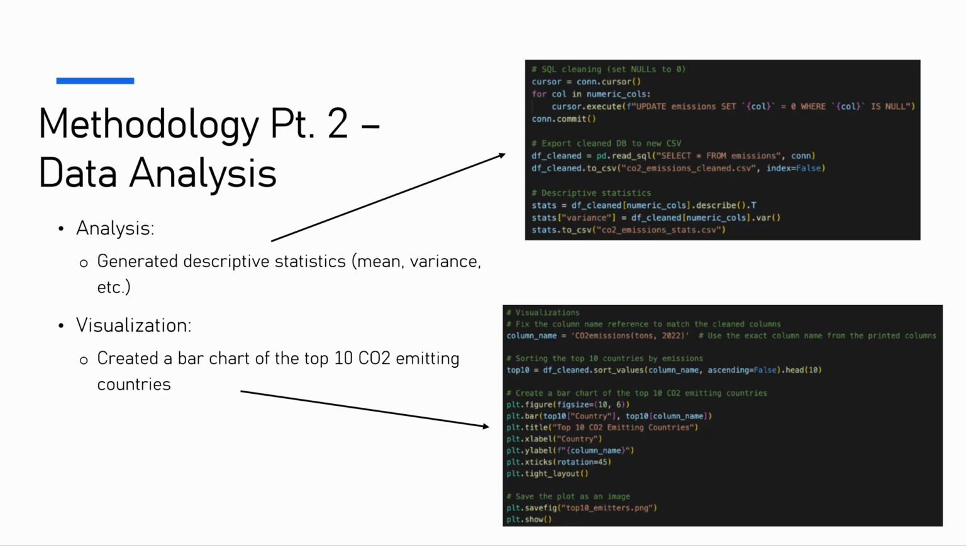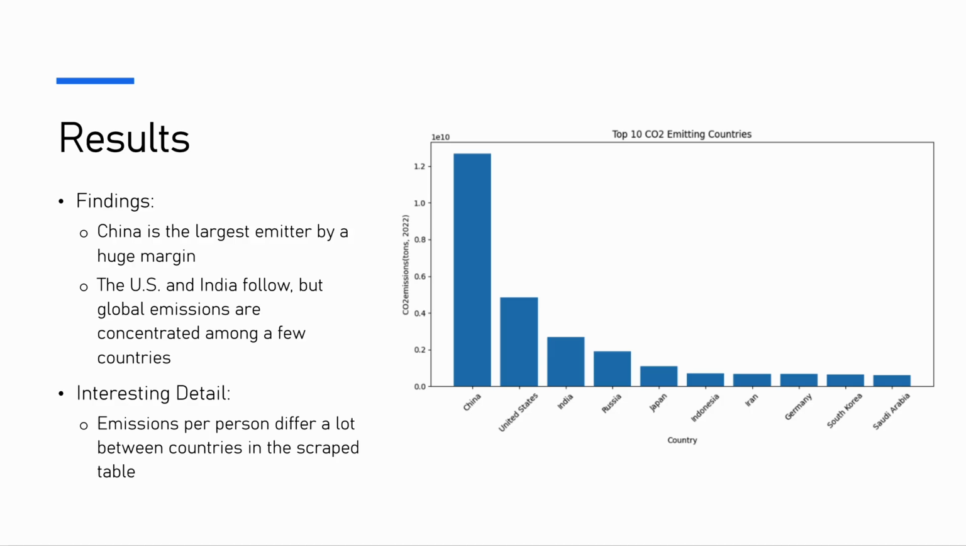Next, I calculated descriptive statistics like the mean, variance, and range of emissions, saving those to another CSV file. Before running statistical analysis, we also replaced missing values with zeros to avoid skewing the results. Then I created a bar graph of the top 10 emitting countries, showing how sharply emissions dropped after China and the United States. As can be seen here, we found that China is the largest emitter by a mile, with the US and India coming in next.